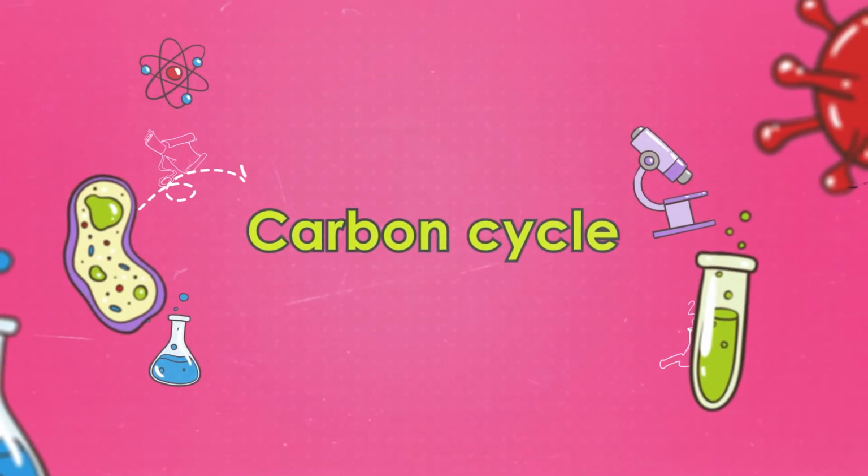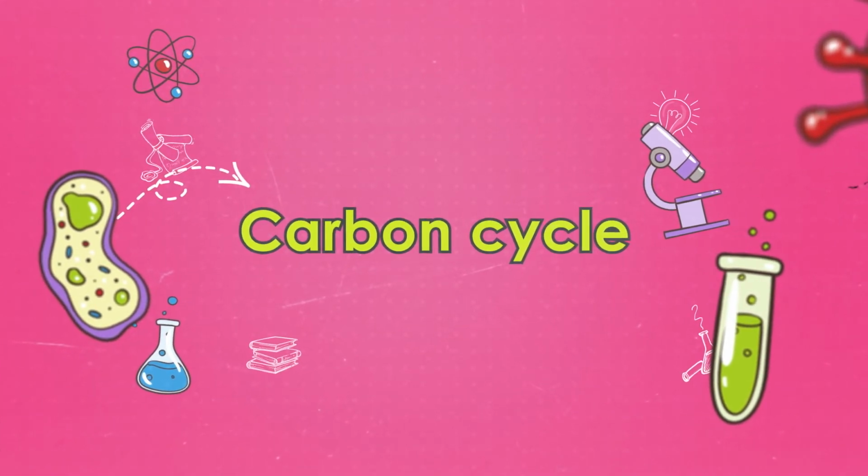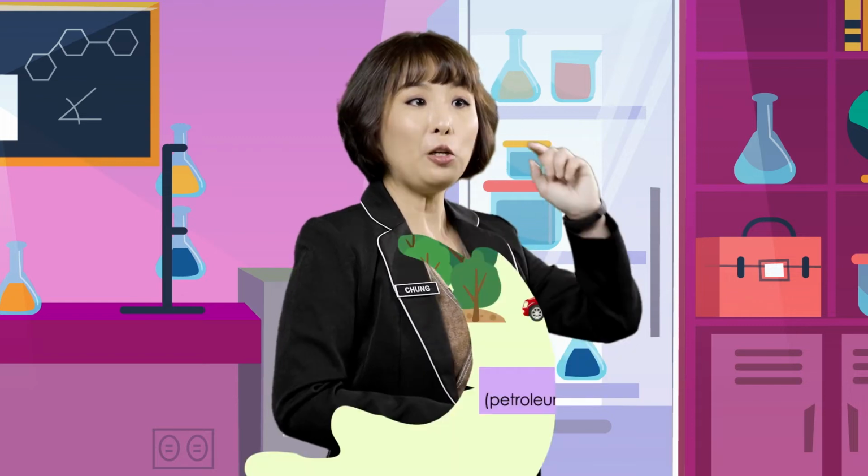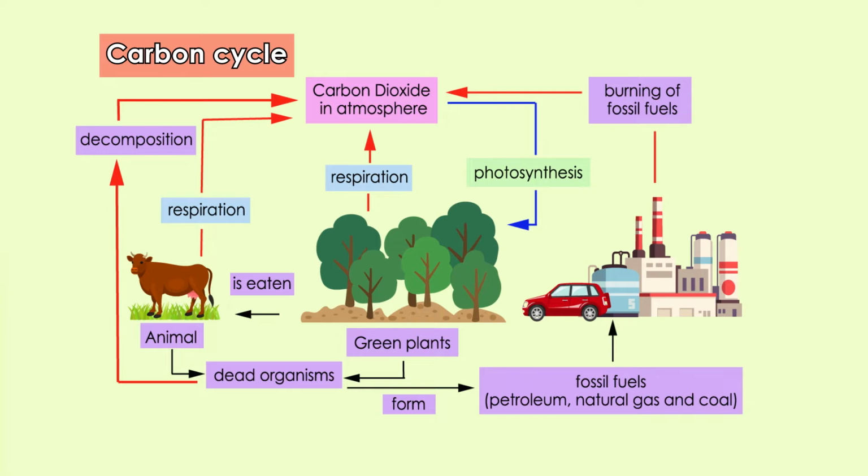Carbon cycle. Boys and girls, please look carefully at this diagram. The red arrow shows released carbon dioxide, while the blue arrow shows used carbon dioxide. You also can notice here that carbon dioxide is used for photosynthesis. However, processes such as decomposition, respiration, and burning of fossil fuels will release carbon dioxide into the atmosphere. So, the carbon continues circulating in the air to form a carbon cycle.